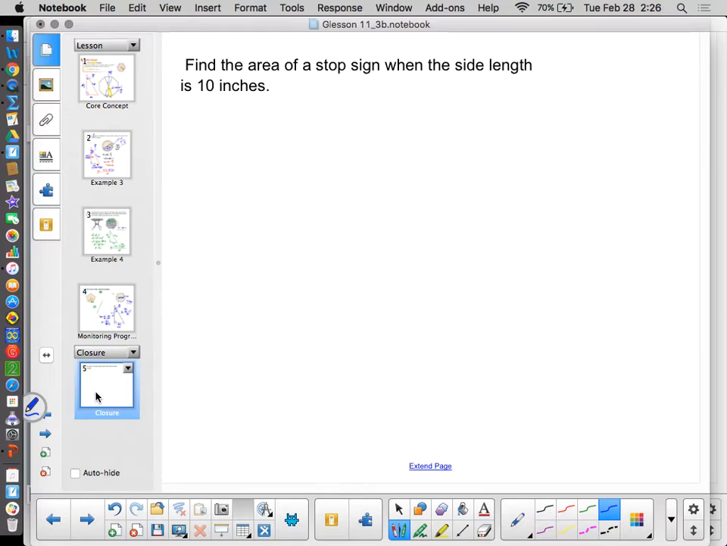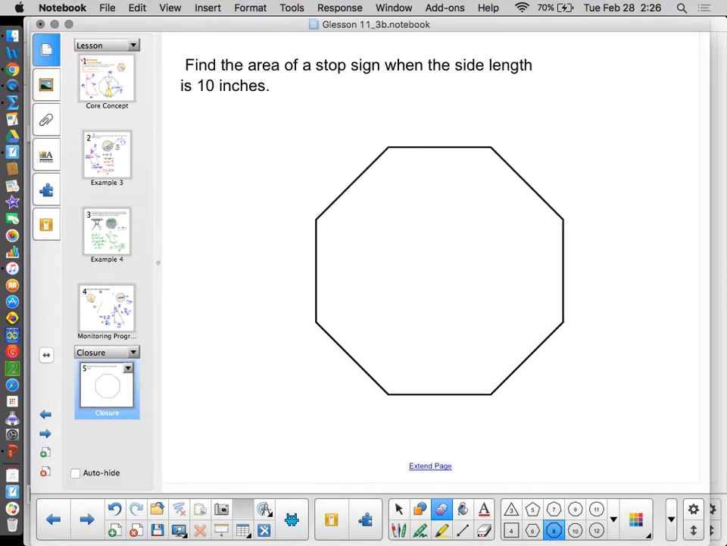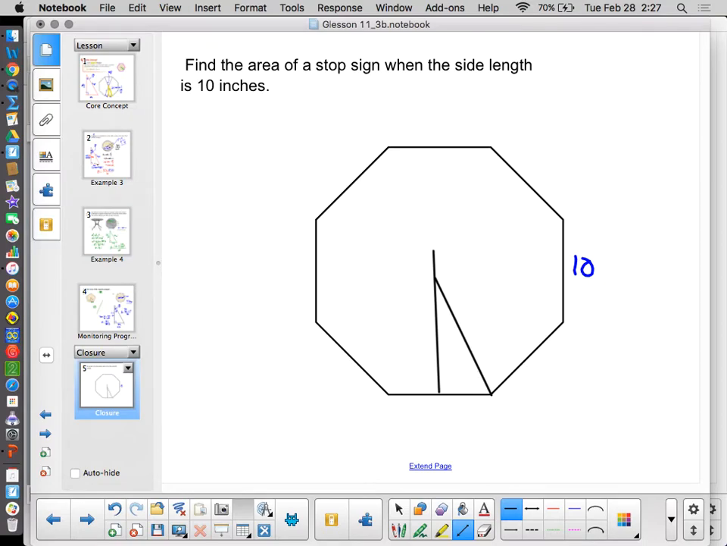Area of a stop sign when the side length is 10 inches. A stop sign is what type of shape? You got it. It's an octagon. Side length is 10 inches. So if I draw my triangle in here now, I'm kind of guessing a little bit, but that's okay. It's probably further than the center. We'll go there. Okay, so there's my triangle. So this is going to be 5 inches. This is my hypotenuse. This is my adjacent and my apothem.